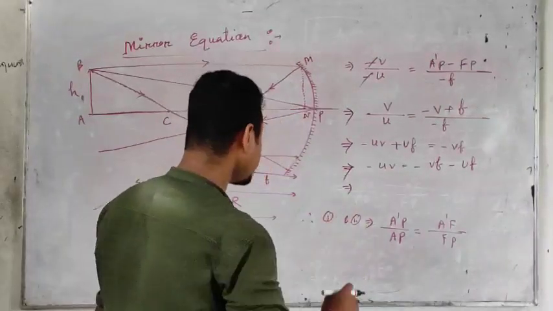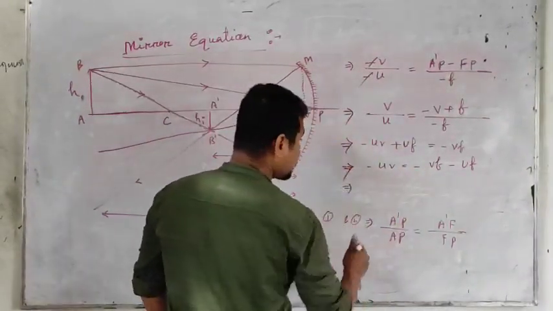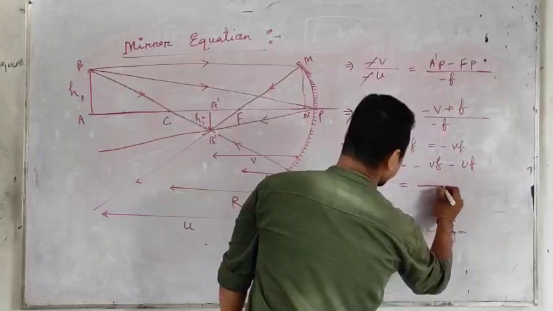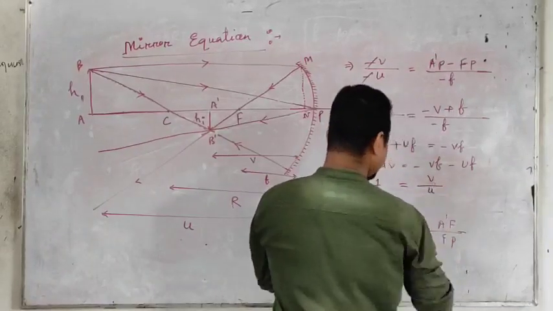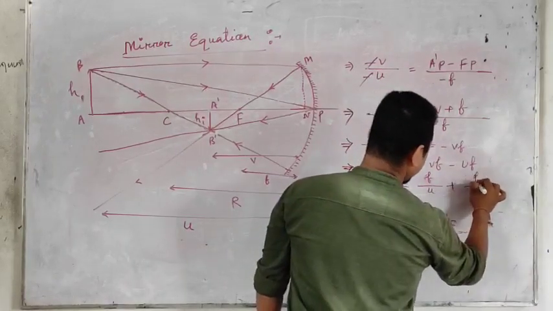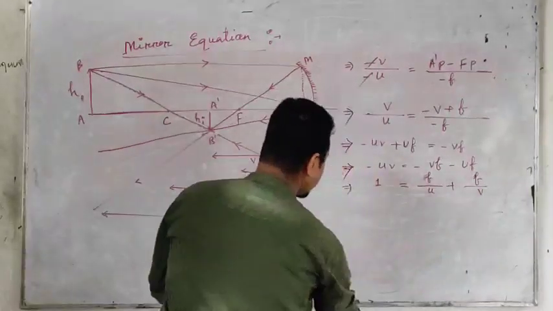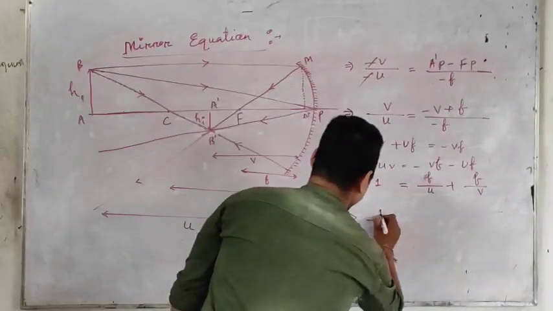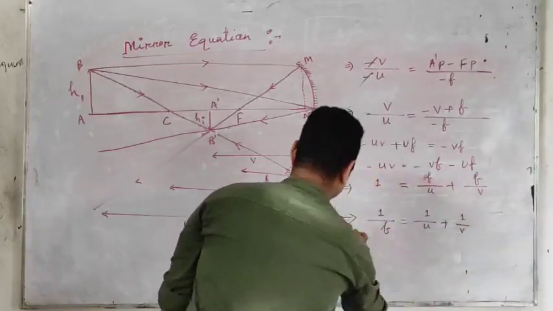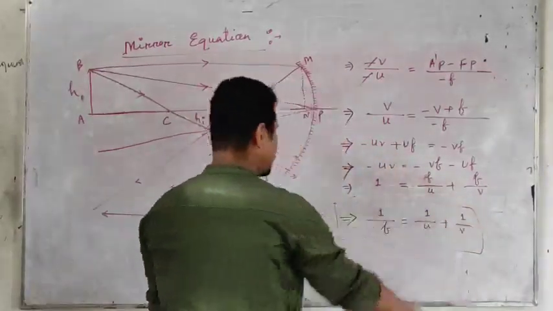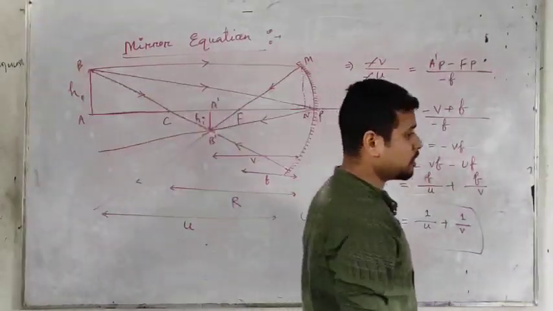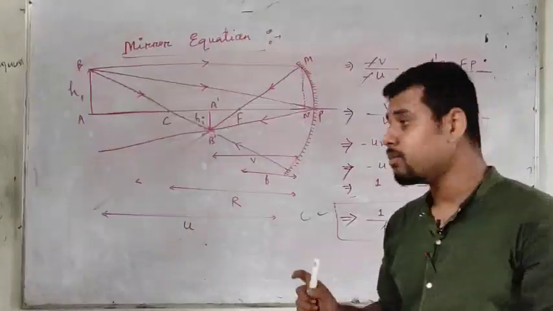So you divide this equation by uv. That means the minus minus get cancelled out, and you will have 1. Then here you will have 1 by u, f by u plus f by v. So take the f common and you will have 1 by f is equal to 1 by u plus 1 by v. So this is the equation of the mirror, okay? Or you can say the relation between image distance, object distance and focal length, okay?